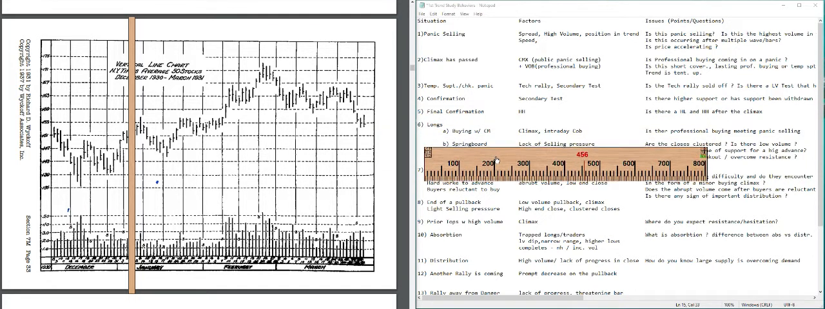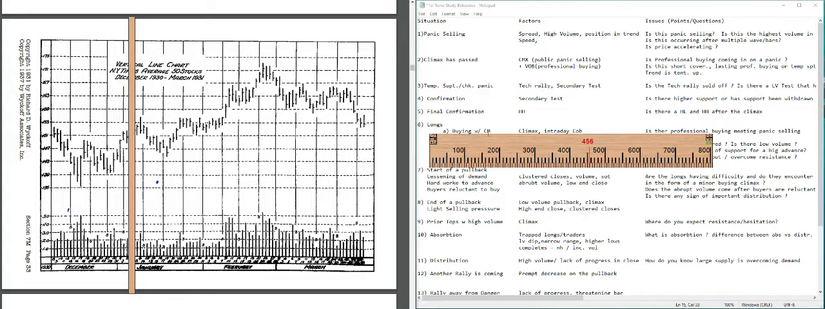So now, what are the longs? What are long positions according to Wyckoff's study? There are three of them. One is buying with the CM. He buys with the CM.